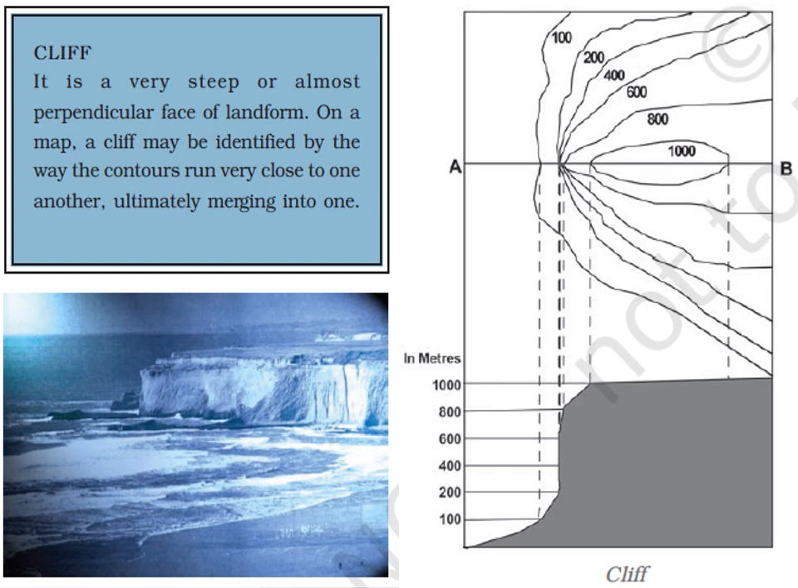On a contour map, the contour lines are very close together and merge into a single line. If you see over here, they merge into a single line. In other words, contour lines are overlapped on each other, and this type of landform indicates the cliff. So this is about the cliff.